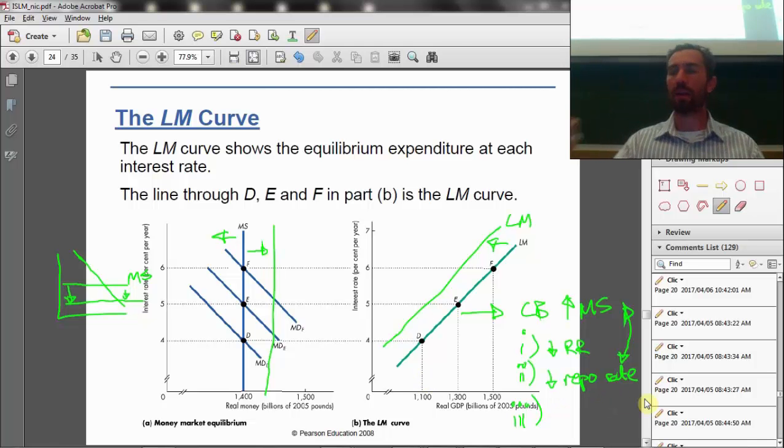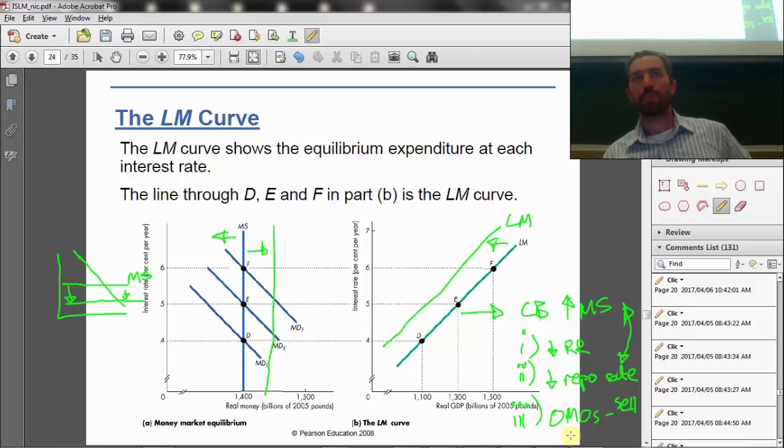But there's one other thing that we can do. Yeah? Open market operations, we can go into the market. Should we buy bonds or sell bonds? We should sell bonds. So open market operations, OMOs, and we're going to sell. Everyone happy with that? So shifting the LM curve to the right, that's the kind of monetary policy action we're going to undertake.